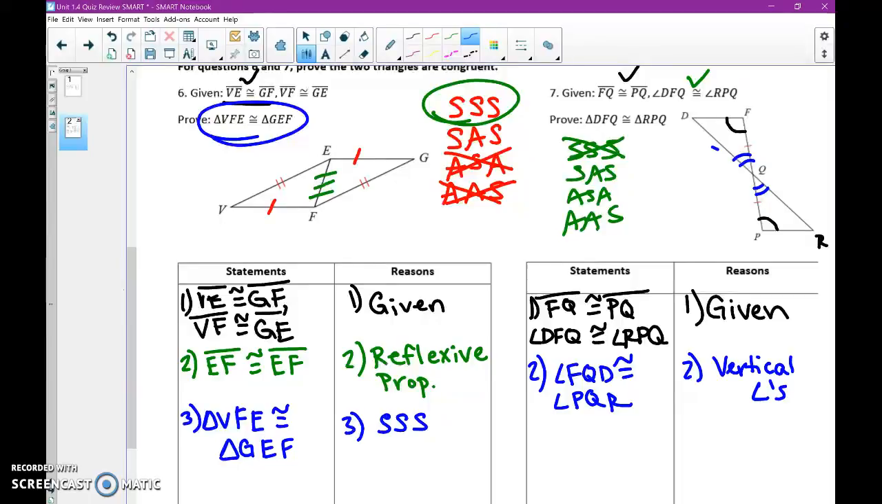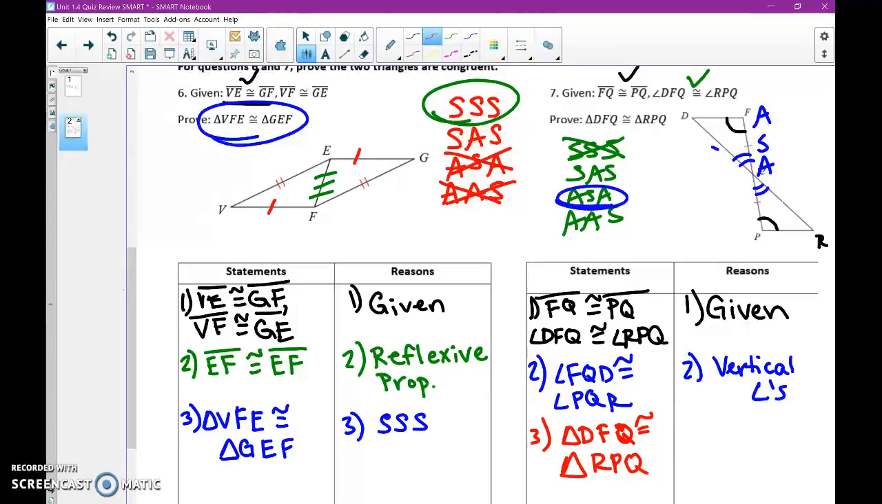Okay, so check what we've got so far. If I look at this top triangle, I've got an angle, a side, and an angle. Same thing here, so I actually have enough to prove it by ASA. So last step, triangle DFQ is congruent to triangle RPQ, and it's by ASA. Don't know why my pen is malfunctioning. Okay, and then I've proven it. Feel free to go back, email me if you need, if you're still not understanding, quiz on Thursday.